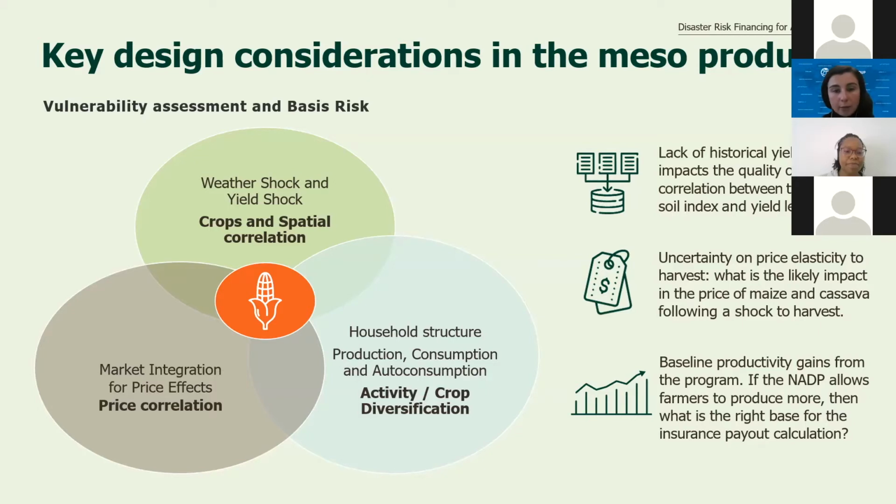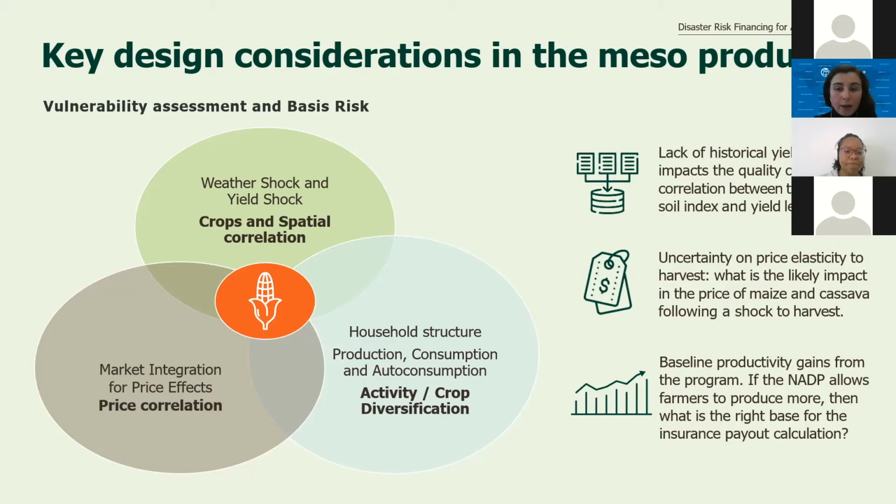And on the right side, you see that we also needed to think about basis risk and the data environment in DRC. In DRC, we have noticed there is a lack of historical yield data, first of all, and this clearly impacts the quality of any correlation we would like to do between the moisture soil index, which is the index we're proposing to use for the risk transfer product, and yield levels. So there is a testing component in how well the moisture soil index will correlate with the yield levels, and also a learning curve in developing this risk transfer product in DRC. There's also an uncertainty on price elasticity to harvest. And so what is the impact on the price of the two main crops, maize and cassava, following a shock to the harvest? As I mentioned, the market integration and the price effects can also have a balancing positive impact, and so this elasticity is critical in designing the Meso product.